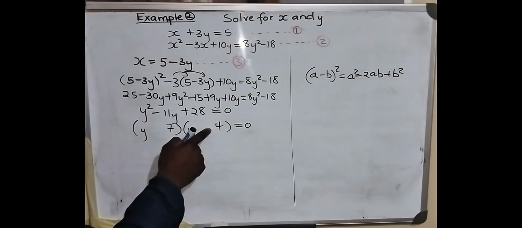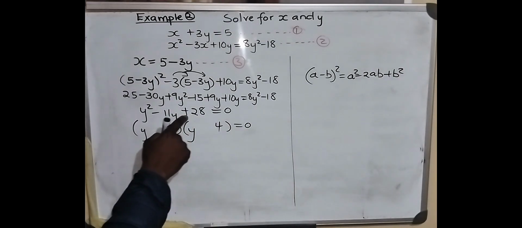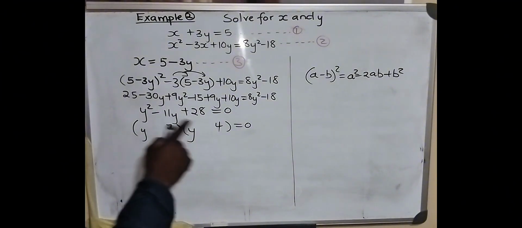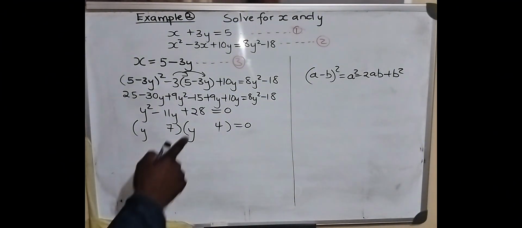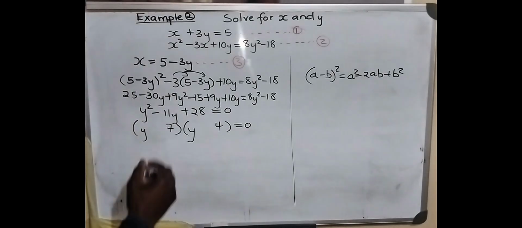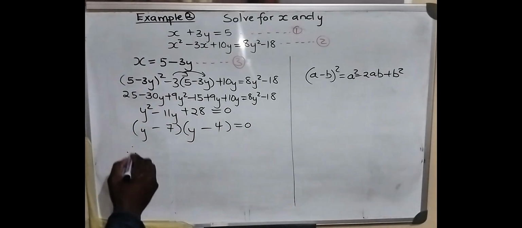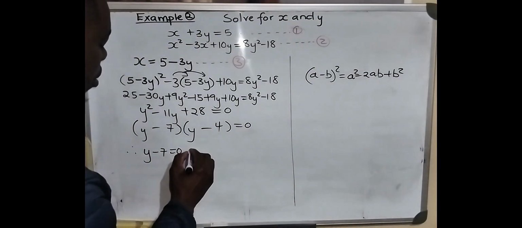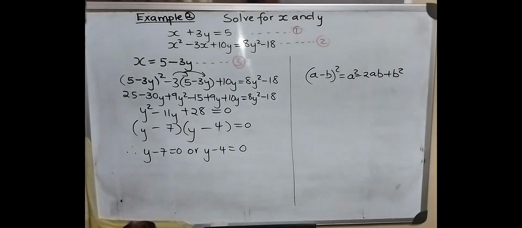Then what about the signs? We know that if the sign of the constant is positive, we are going to have same signs inside our brackets. But how are they going to be the same? They will be the same as the middle one. So they're going to be negative, negative. Then, therefore, y minus 7 is equal to 0, or y minus 4 is equal to 0.